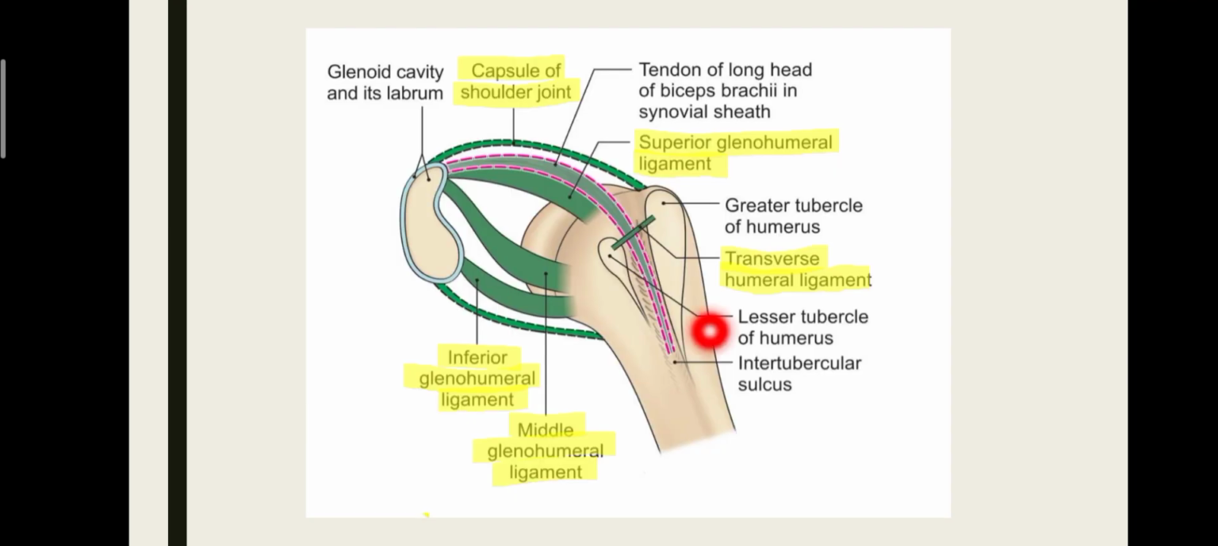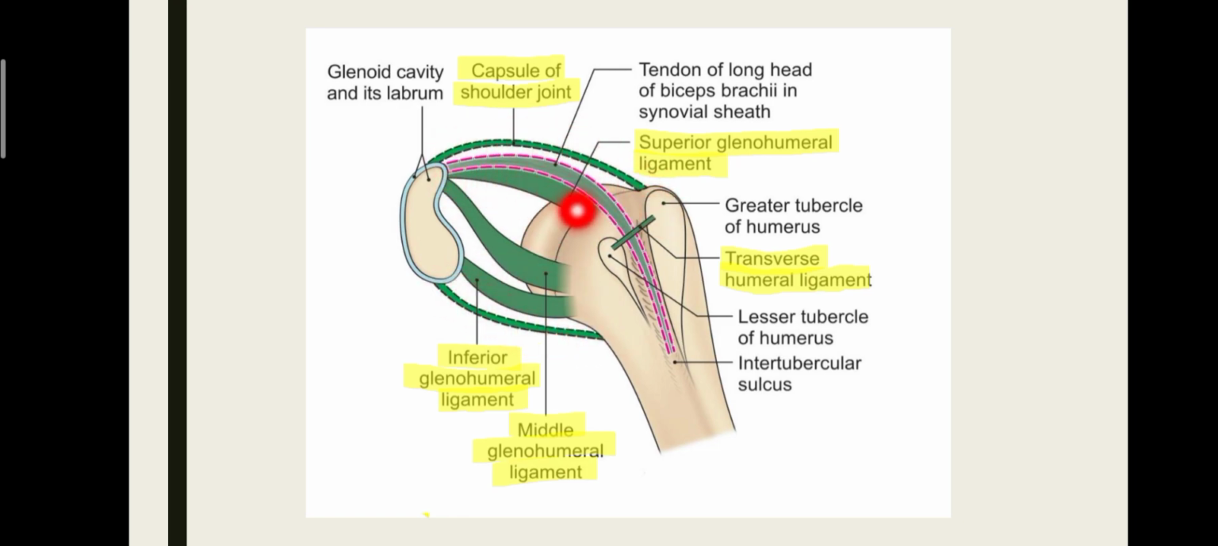Have a look at the image. See, this outermost green colored part is there, right? This is the capsule of shoulder joint, the capsular ligament or the fibrous capsule. Okay, this basically covers the entire joint, this actually connects both the glenoid cavity and the head of humerus. So it is going to cover the entire joint. See, the entire joint will be covered by the capsule of shoulder joint.